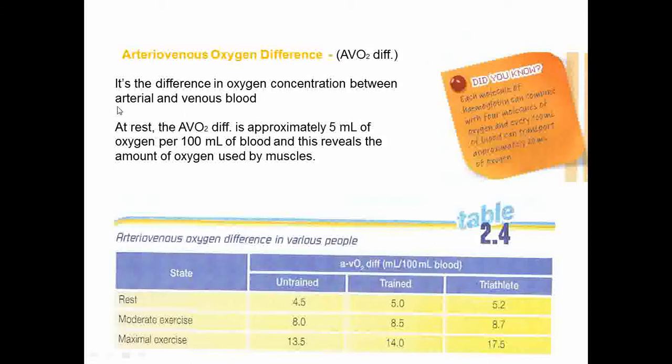Now, to measure that difference shows how much oxygen the muscles are actually extracting from our capillaries. At rest, our AVO2 difference is about 4.5, or it can get a little bit higher if you're a trained athlete. And you can see as we start to exercise, that increases significantly. So our muscles start to extract more and more oxygen from the bloodstream.